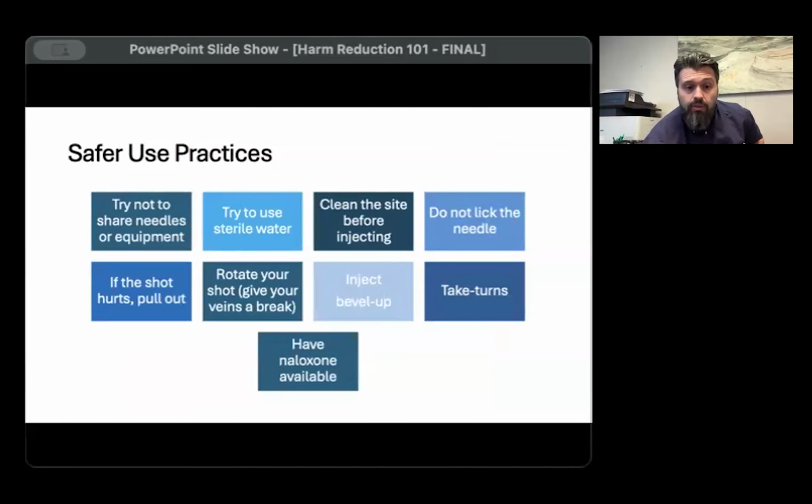If the shot starts hurting when you're injecting, pull it out. Try to rotate the areas where you're doing these shots to help reduce infection risk. Try to inject bevel up so that the bevel doesn't get corroded over multiple uses. Take turns if possible, and have naloxone available again for that overdose. So these are some practical things you can ask or say with people. I know, again, it can be challenging or somewhat awkward to say, but I think it does help out with patient-centered care.